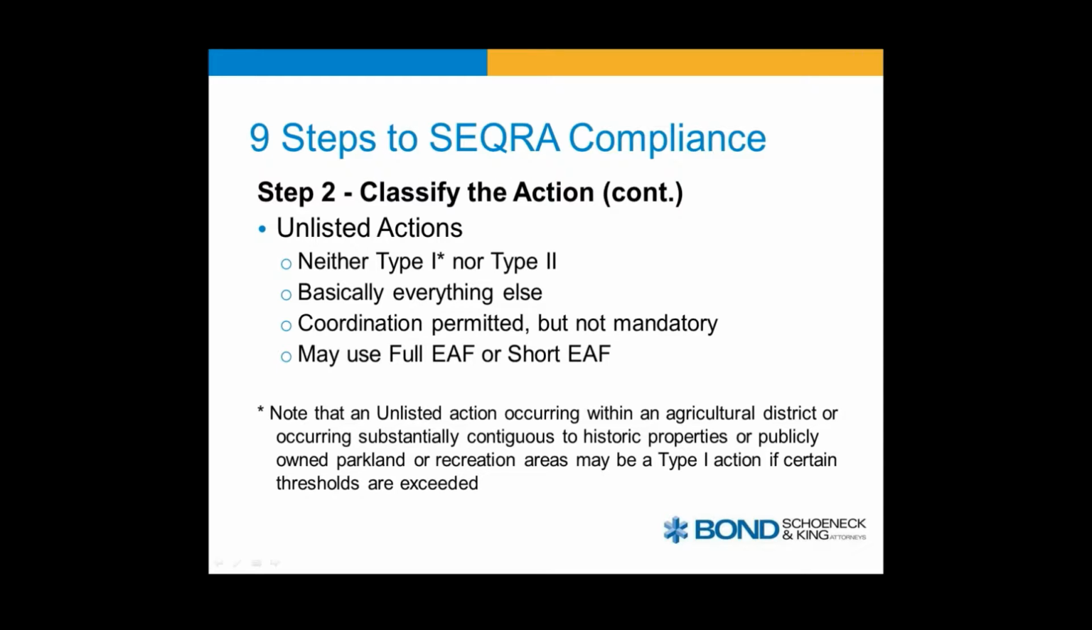And then next we have unlisted actions, which is neither type 1 nor type 2. So it's basically everything in between. And for these actions, coordination is permitted, not mandatory, but we do typically recommend coordination for unlisted actions as well. Unlisted actions, you can use the full environmental assessment form or the short environmental assessment form, and which form you use will really depend on the project and the size of the project. For larger unlisted actions, it may be more beneficial to use a full environmental assessment form instead of the short environmental assessment form.